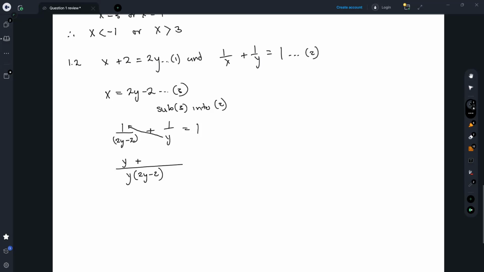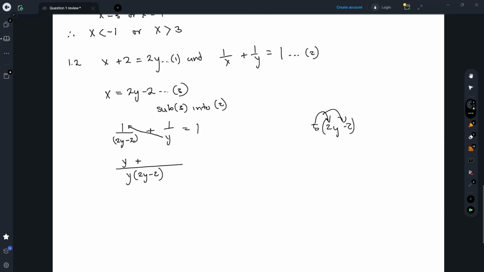And now this 2y minus 2 goes as 1 term. And now I'm going to multiply it with that one. If it was any other number, let's maybe say it was 5, I was going to say 5 multiplied by 2y minus 2, and this 5 would have to multiply both numbers in the bracket.